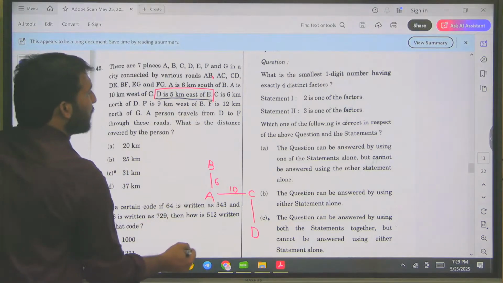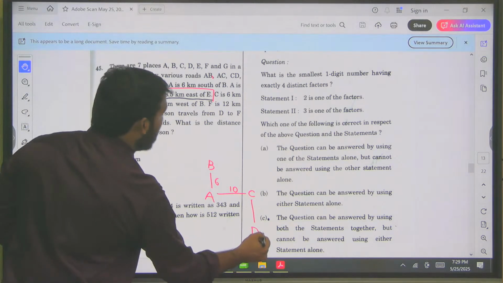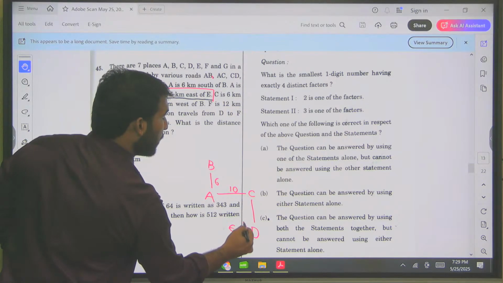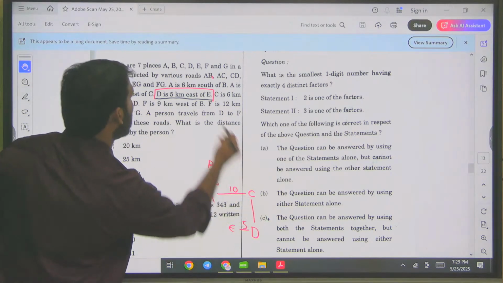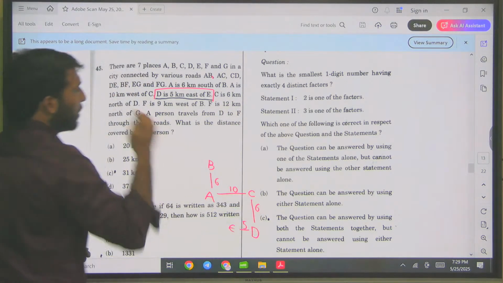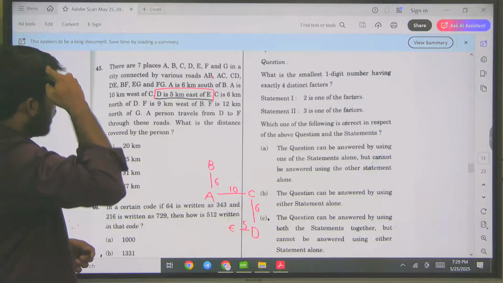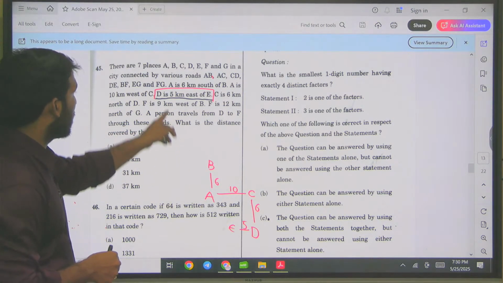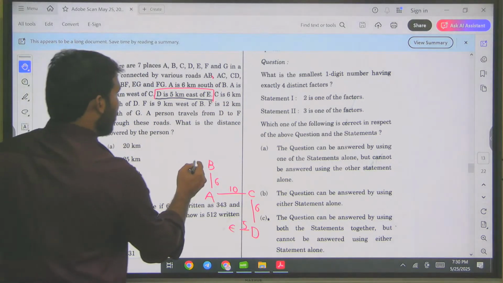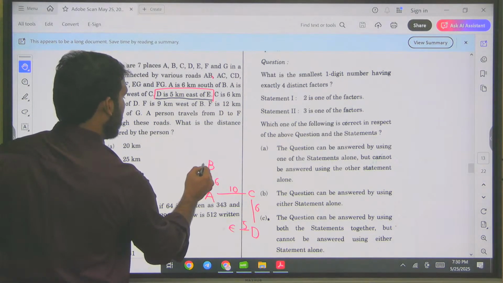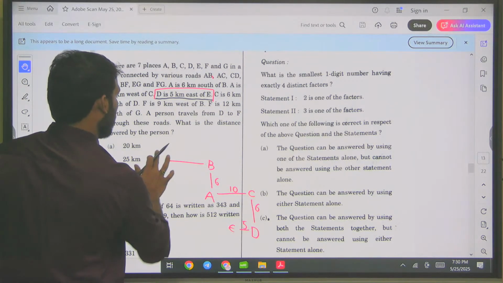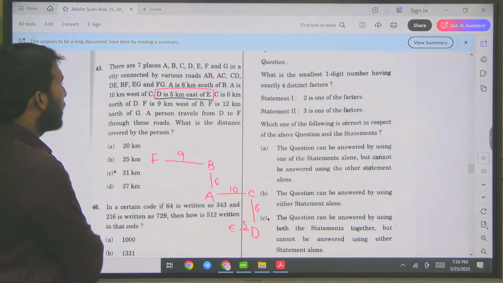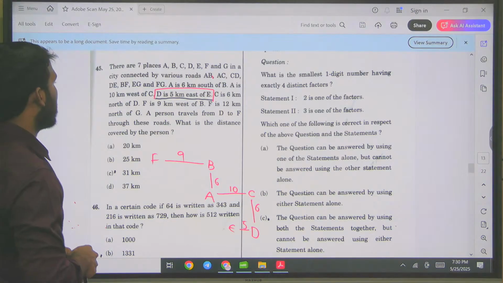Now, D is 5 kilometers east of E. So, 5 kilometers. Here it is. C is 6 kilometers north of D. And F is 9 kilometers west of B. F is 12 kilometers north of G.